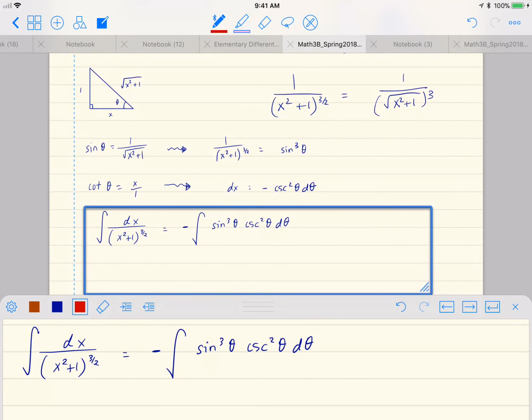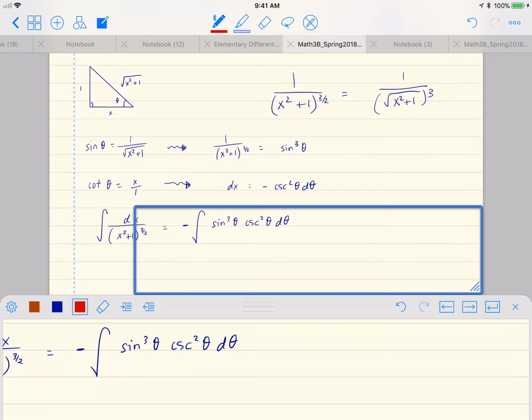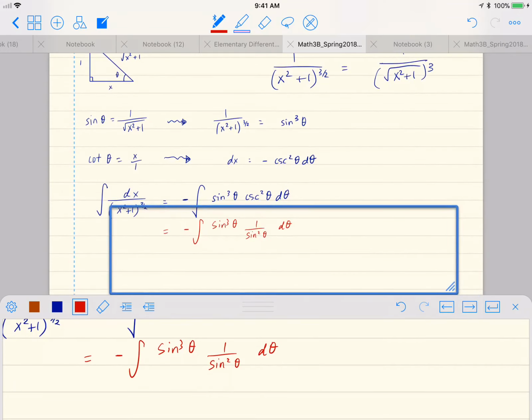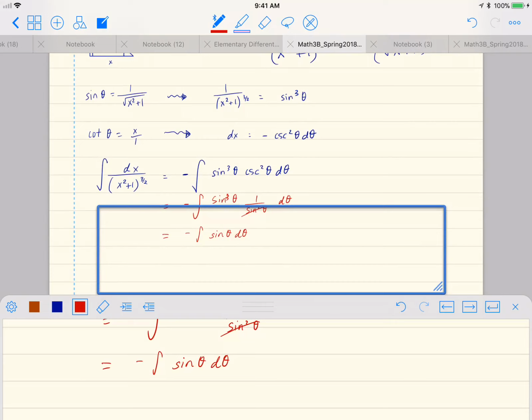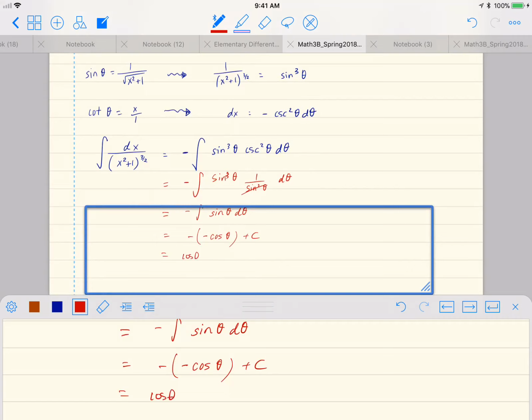And cosecant theta is the same as 1 over sine theta, so cosecant squared is 1 over sine squared theta. Oh, this is good. Things are going to cancel out. This is going to be fun because the sine squared and the sine cubed are going to cancel out, and I'm just going to be left with the integral of sine theta d theta, which is going to be negative cosine theta plus a constant. But I've got that negative, so the negatives cancel out, and I just have cosine theta plus c.